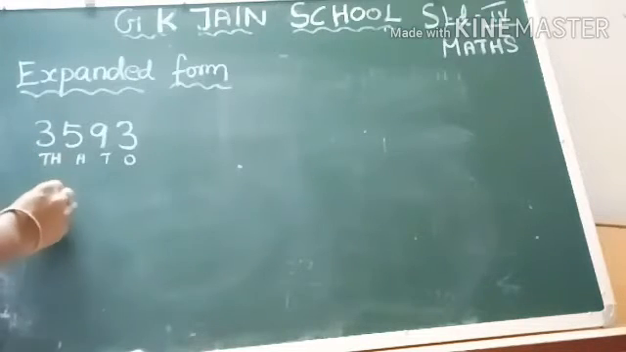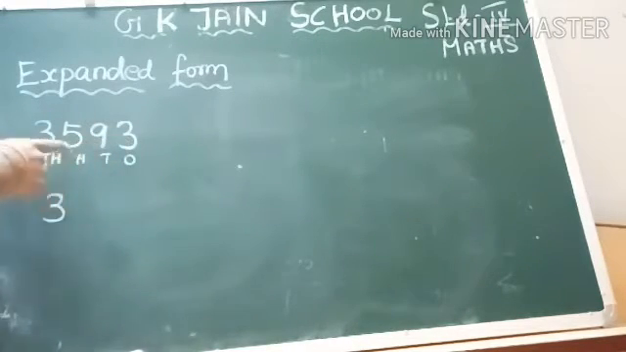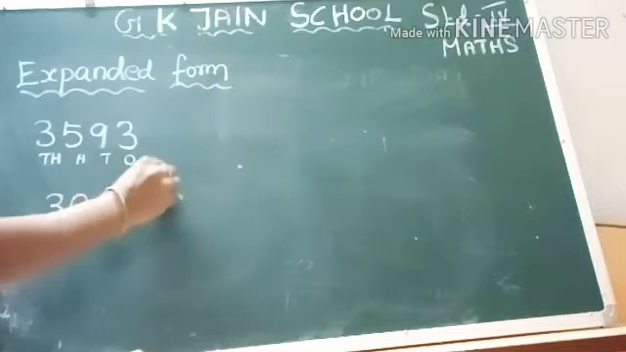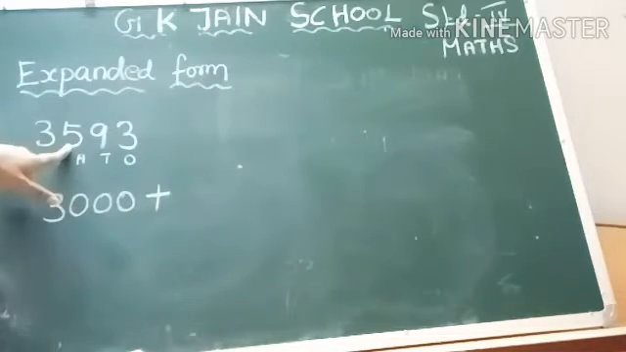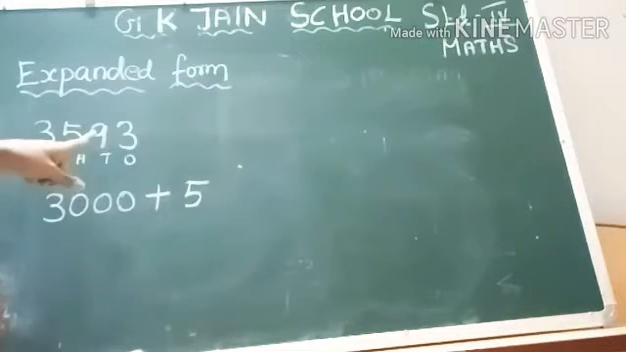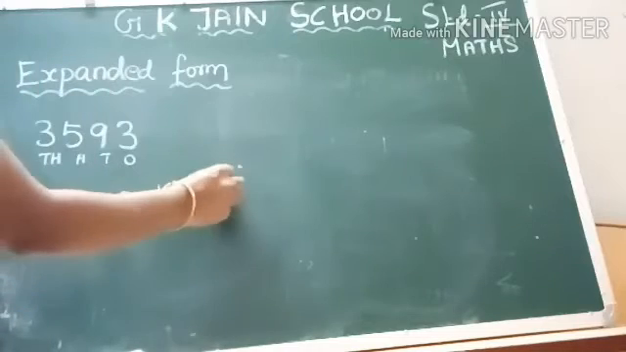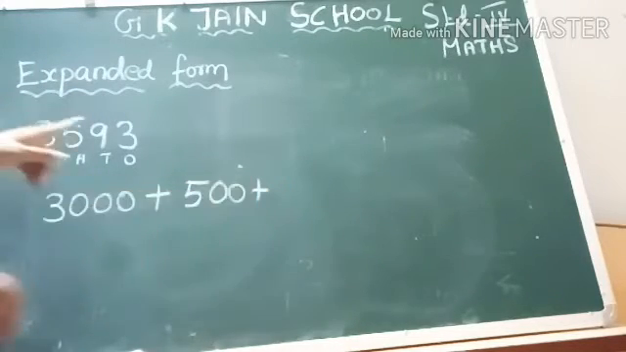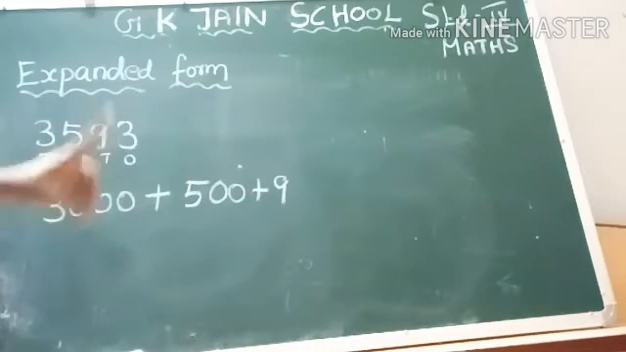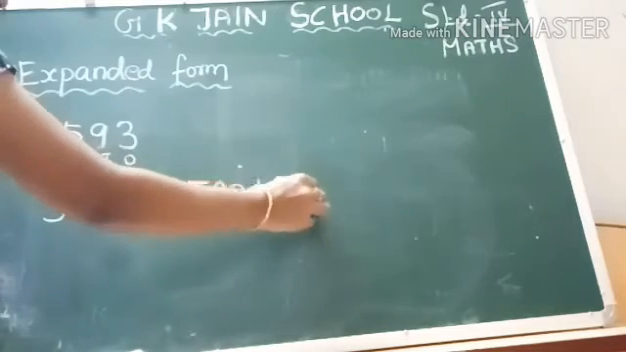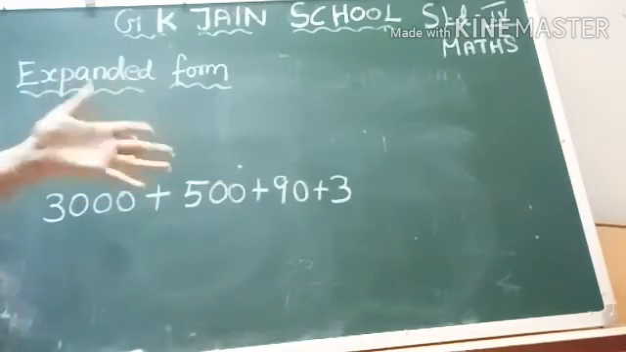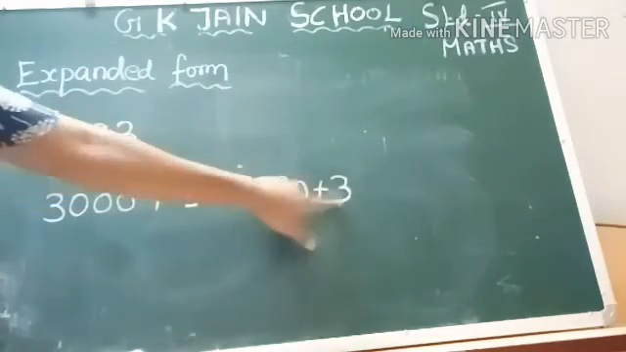Okay. So what is the first number? 3. So thereafter, how many numbers are there? 1, 2, 3. So we put 3 zeros. Plus. What is the next number? 5. So after 5, how many numbers are there? 1, 2. 2 numbers. So we put 2 zeros. Plus. The next number is 9. So after 9, how many numbers are there? Only one number. So we put only 1 zero. So after 3, no numbers. So we are not going to put any other zeros here.